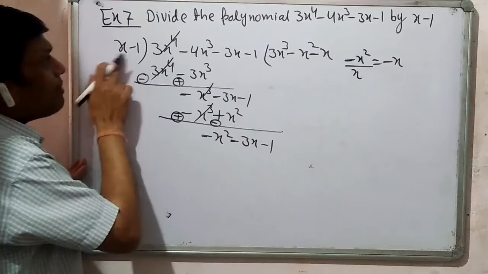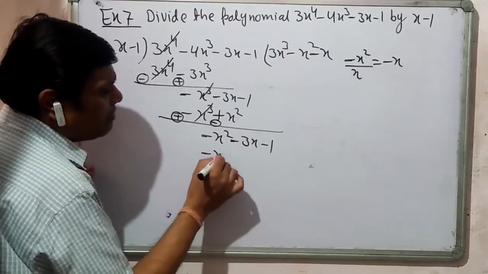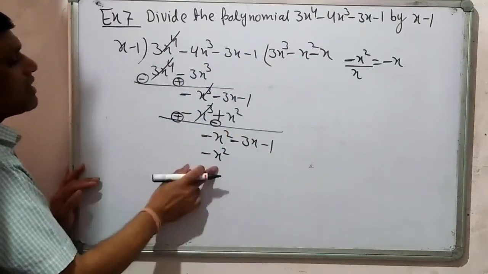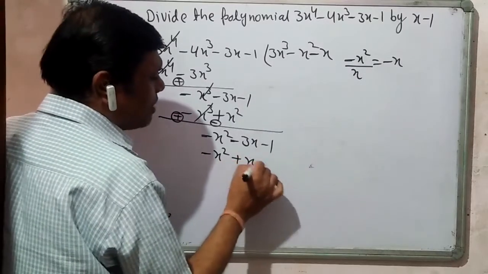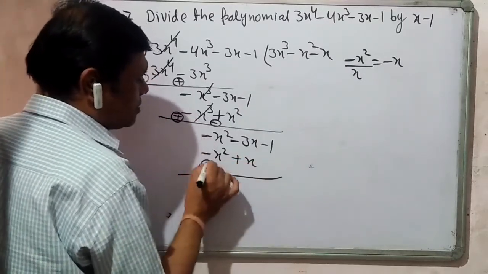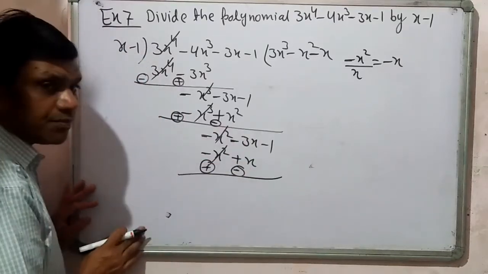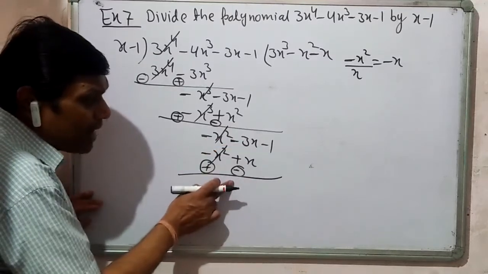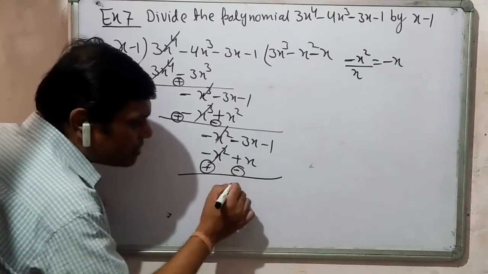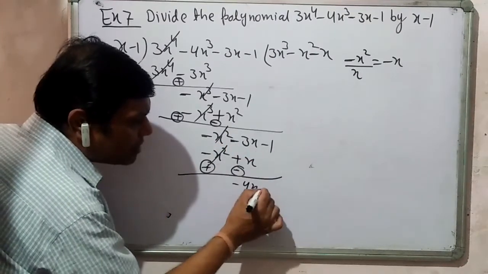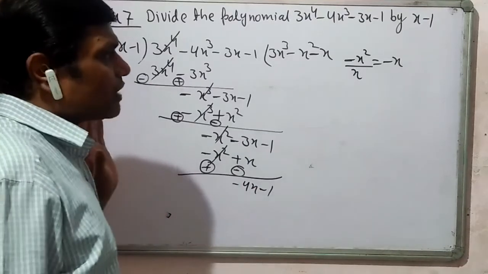And this negative x will be multiplied with the divisor. Negative x into negative x is negative x. Negative x into positive x is negative x square. Negative x into negative 1 will give us positive x. Change the signs for subtraction. What we get is, cancel them out. Minus 3x minus x, minus 4x, minus 1. So minus 4x minus 1.